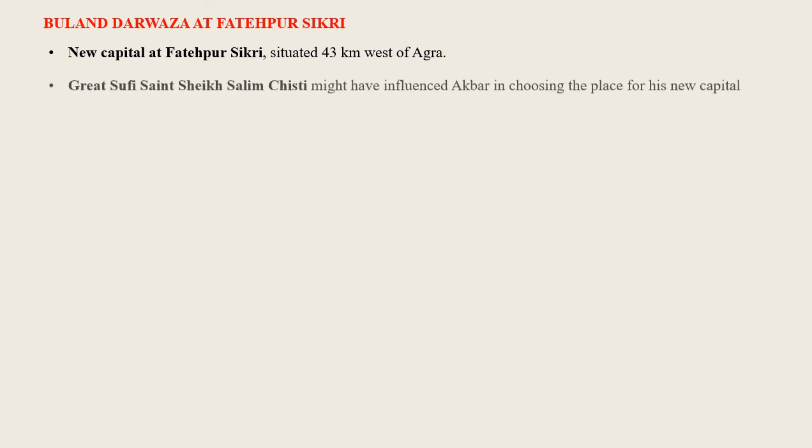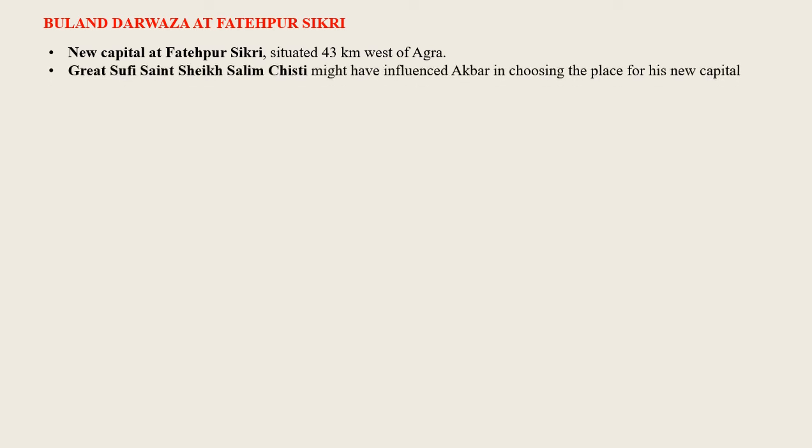Buland Darwaza at Fatehpur Sikri. The most ambitious building project of Akbar was his new capital Fatehpur Sikri, situated 43 kilometers west of Agra. The great Sufi saint Sheikh Salim Chishti lived here, and that might have influenced Akbar in choosing the place for his new capital. The construction of the capital was started in 1569 AD and completed in 1586 AD. It had a number of religious edifices and residential buildings.